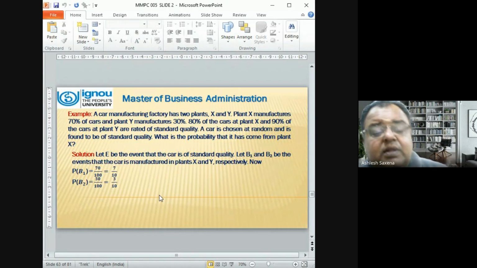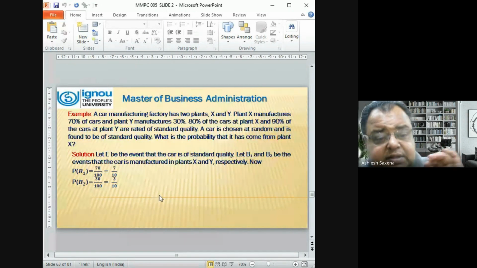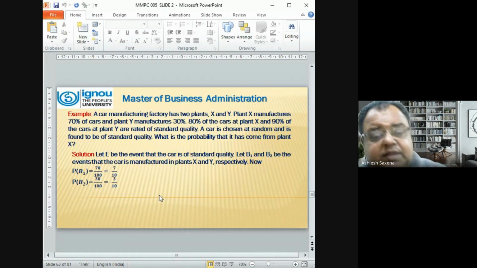So first of all, our event E is that the car is of standard quality. There are two plants, B1 and B2. That means the probability of selecting plant B1 is 70 by 100, and B2 is 30 by 100. Change it to a common denominator of 10. P(B1) will be 7 by 10, and P(B2) will be 3 by 10. Now your denominator is 10.